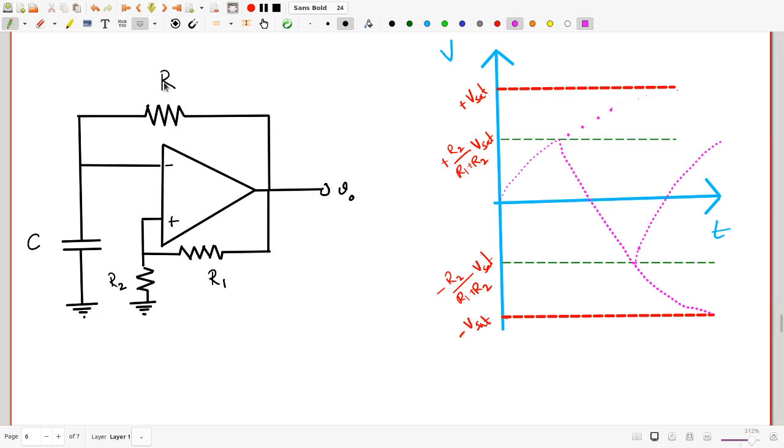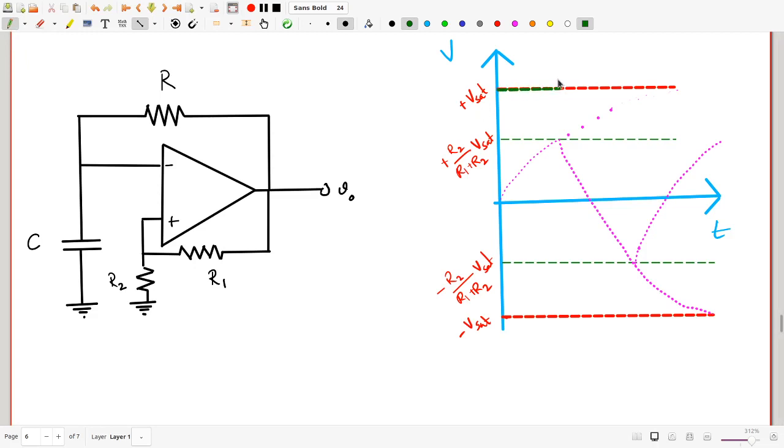So what will the output voltage behave like? Well, let's plot that. The output voltage, by assumption, was... let's try a dashed line style.